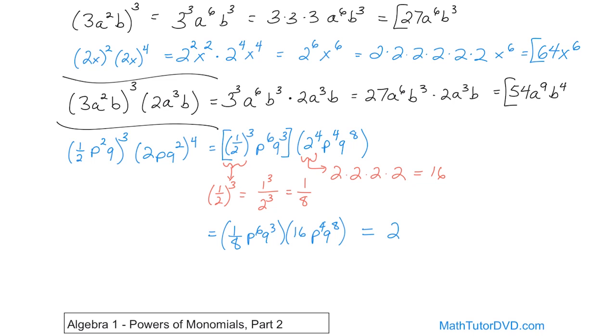And then the p's, here we have the p's, 6 plus 4 is 10. We can add them together because now we're multiplying all these terms together, so we add the exponents. p, 6 plus 4 is 10, and then we have q, which is the same base. 3 plus 8 is 11. So q to the power of 11. So the final answer is 2 times p to the 10th times q to the 11th.